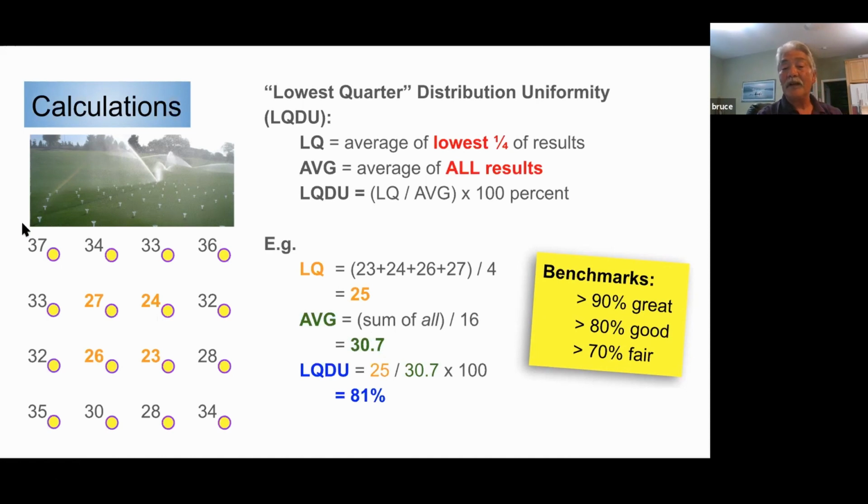You multiply it by 100 to get a percentage, and in this case we came up with a percentage of 81%, which is good, as you can see on your benchmarks. 90% is where we all aspire to be, 90 plus, and 70% is the low end. I've seen catch can results of 40 to 50%. So that's how wrong things can go.